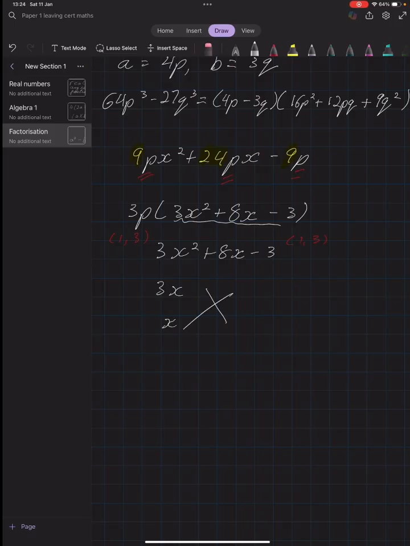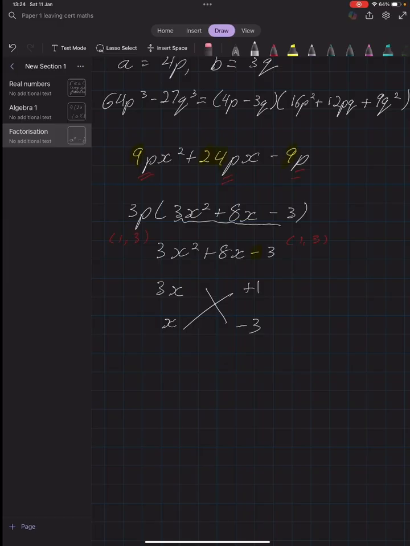Again, this is minus, which means one of these is plus and one of these is minus. Now we don't know yet, but we do know that they have opposite sign. You can pick 1 and 3. So let's just say 1 and 3. Just guessing. We need to get plus 8. So let's say this is plus and this is minus.